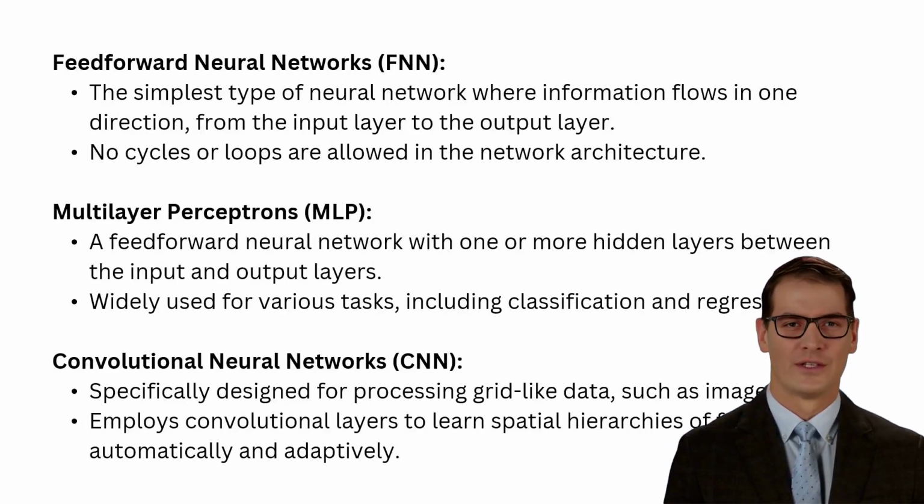Artificial neural networks are one of the most important aspects of technology at Gurukul Universal. Feed-forward neural networks take information from input layers to output layers in a single direction. Multi-layer perceptrons are networks with one or more hidden layers of processing which can be used for a variety of tasks. Convolutional neural networks are designed for specific purposes such as processing data like images and use convolutional layers to create hierarchies and adapt automatically.